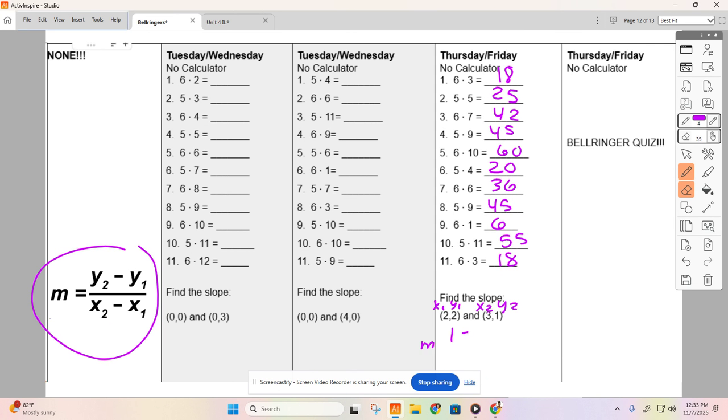So my slope is 1 minus 2 over 3 minus 2. A positive and a negative: I keep the sign of the bigger one, so it's going to stay negative, and 2 minus 1 is 1. 3 minus 2 is 1. And negative 1 divided by 1 gives me a slope of just negative 1.